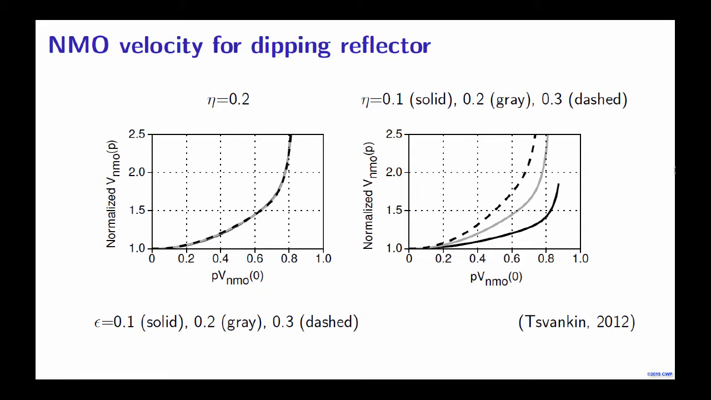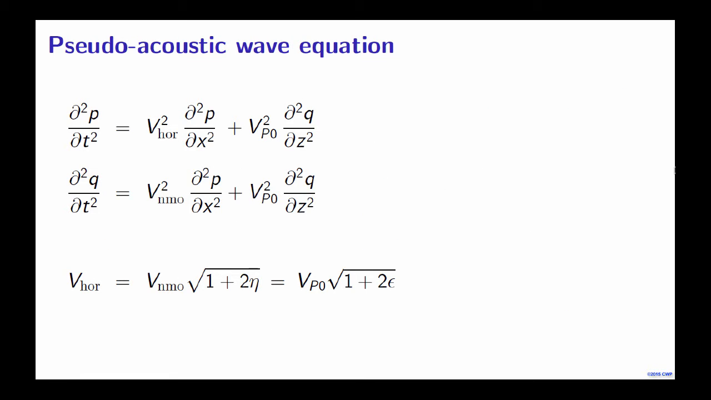So what I would like you to keep in mind from all that background review is that the influence of eta on the reflection moveout is different for horizontal and dipping interfaces. For a horizontal interface, it affects the non-hyperbolic portion of the moveout, but for a dipping interface, it affects the normal moveout velocity and the conventional spread moveout.